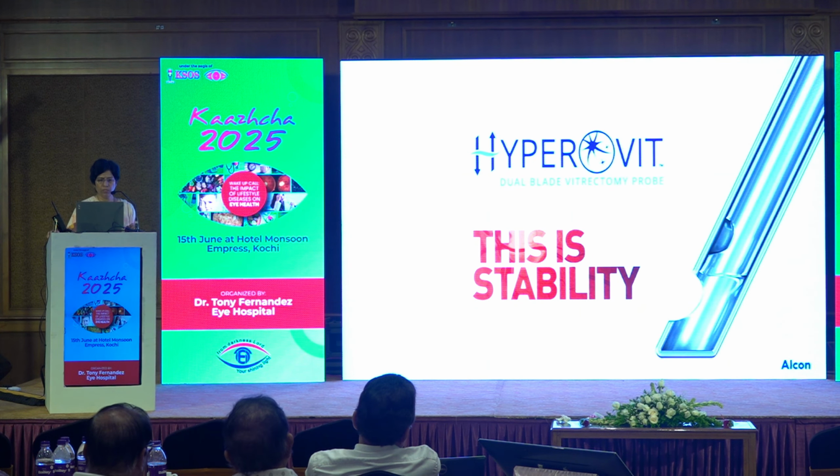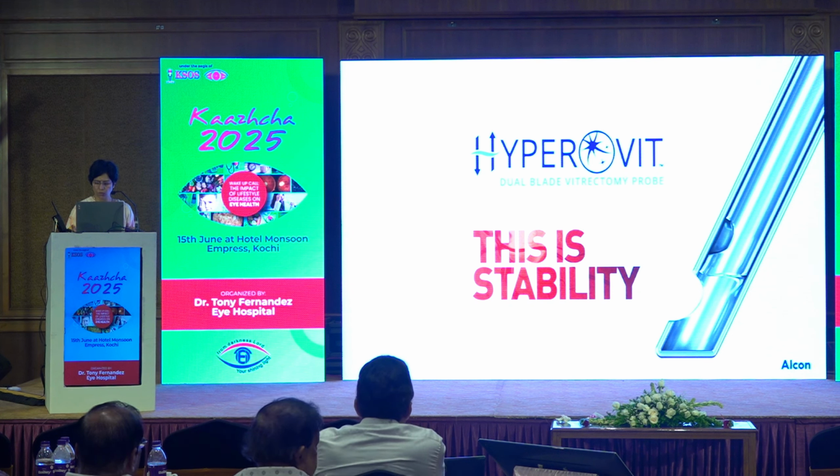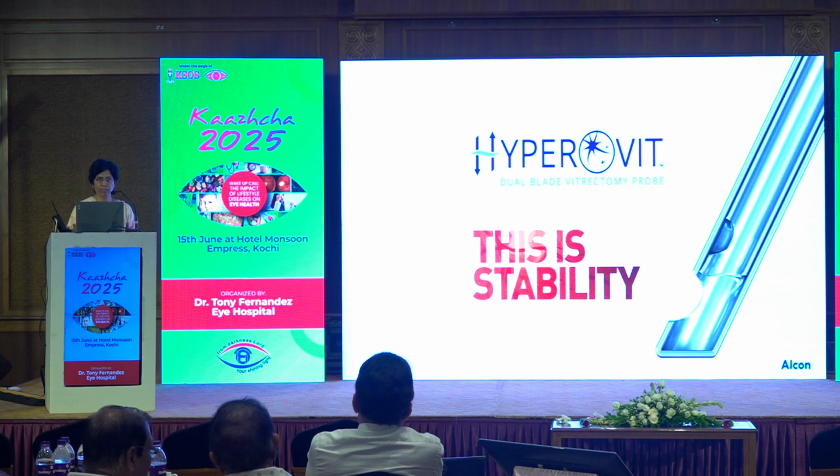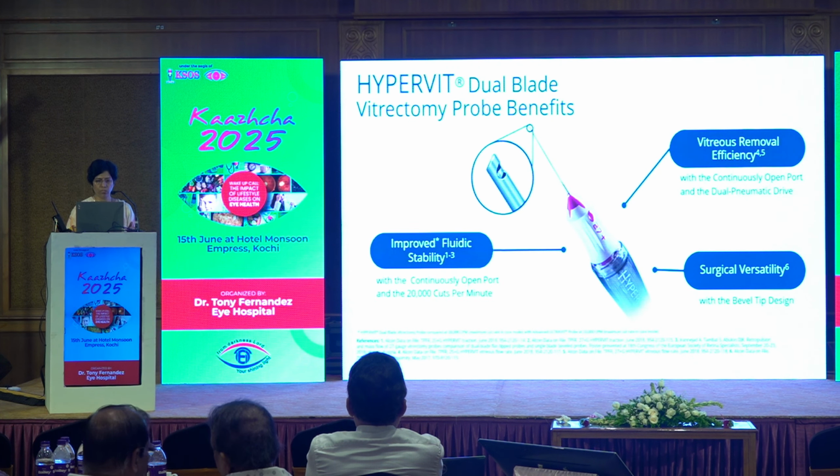This is the newest innovation which I was talking about, the Hyperwit, which is the newest cutter from Alcon. The feature of this is that it has a flat, sloping edge here, which goes closer to the retina. So you can go under the membrane, in between the membrane and the retina, and cut the membrane quite safely without damaging the retina. Moreover, it has dual cutting, so it has improved efficiency for vitreous clearance.